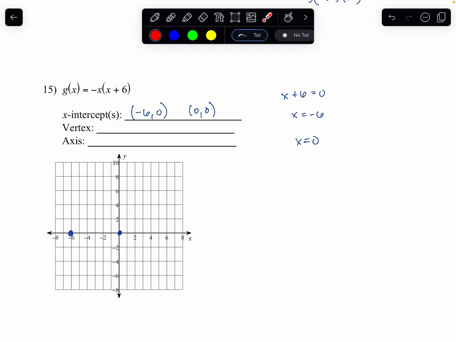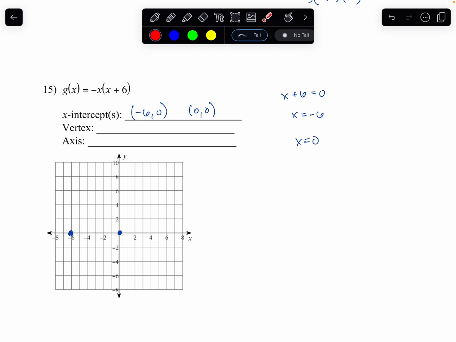I'll get you headed in the right direction, though. Find the axis. The axis is going to be directly in the middle of these 2 points, right? Okay. Find the vertex by plugging that value back in here for x, right? So you're going to have negative some value, wherever the middle value is, right? Multiplied by that value plus 6, right? I don't know what that value is. I'm just putting a dot here to represent that, okay? And then you can find your vertex, okay?